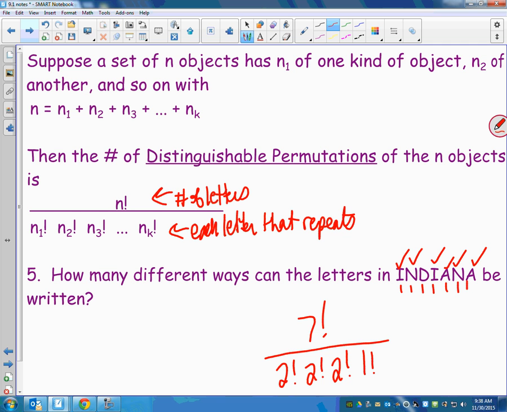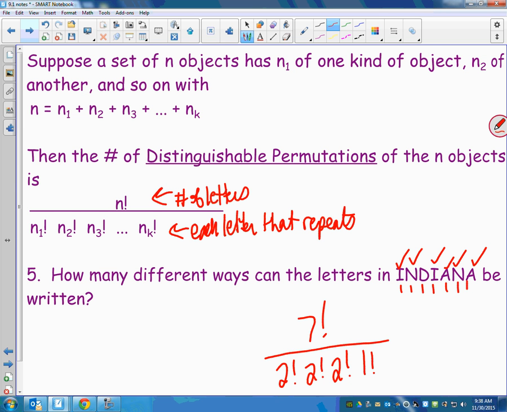If you're typing this into your calculator, be really careful, right? If you just type 7 factorial divided by this, your calculator is going to follow order of operations, and it's going to divide by 2, and then it's going to multiply. So I'm a really big fan of doing the bottom separately, and then taking the top divided by the bottom, or you've got to put parentheses on the bottom. Make sure you're typing things in correctly on your calculator.